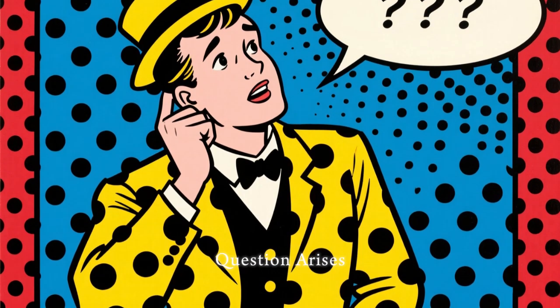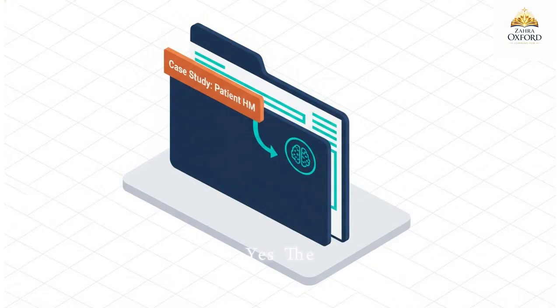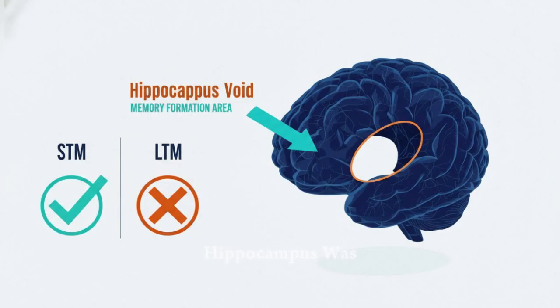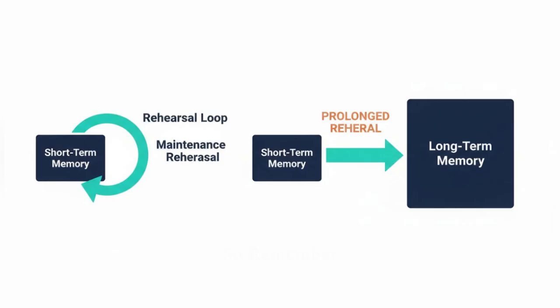Now the question arises, does this model actually exist physically? Yes, the case study of a patient named HM proves the multi-store model of memory. After his hippocampus was removed, he lost the ability to form new long-term memories. But his short-term memory remained intact. This proved the memory stores are separate. So remember the flow. Sensory register needs attention. STM needs rehearsal. LTM needs retrieval.